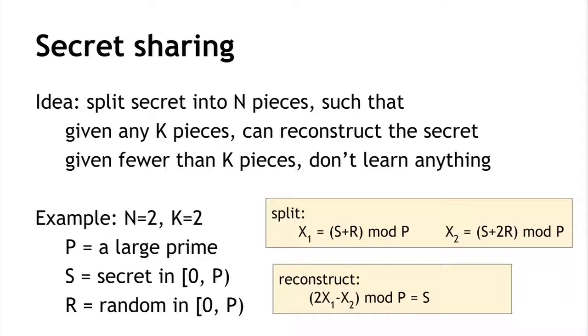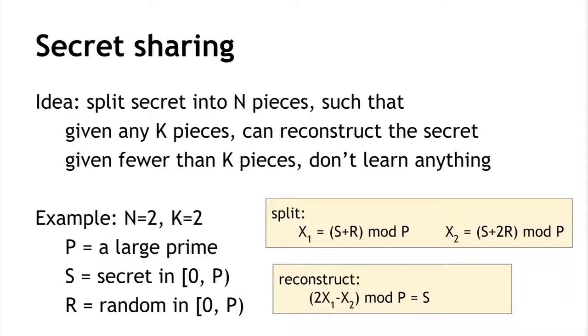But given only one of the shares, it turns out we don't learn anything. To see why that is, consider x1. We took s, which is the secret, but we added to it a random number, which could take on any value between 0 and p minus 1 with equal likelihood. And if you think about it, you can convince yourself that the result of s plus r modulo p is equally likely to take on any value between 0 and p minus 1, and that's true regardless of what s was. And so this share by itself just looks like a purely random number and doesn't convey anything about what the value of s might have been. Similarly, this share by itself is also equally likely to take on any value between 0 and p minus 1, and therefore doesn't convey any information about s.